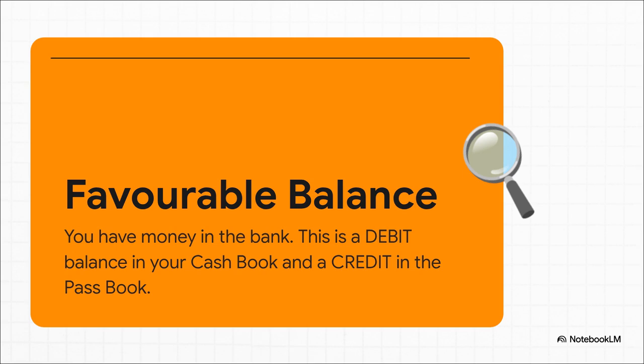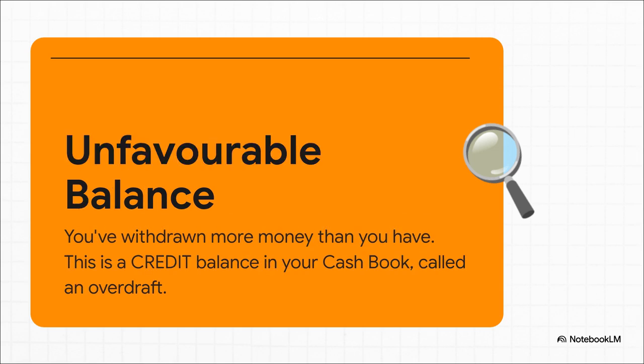But here's the tricky part, and this is super important for your exams. In your cash book, this is a debit balance. Why? Because cash is an asset to you. But from the bank's perspective, that money is a liability. It's something they owe you. So they record it as a credit balance. They're opposites.